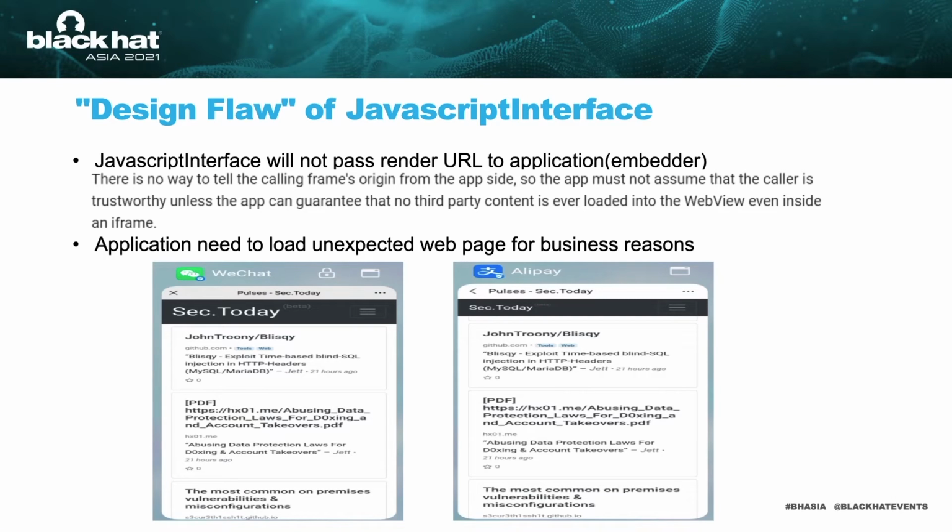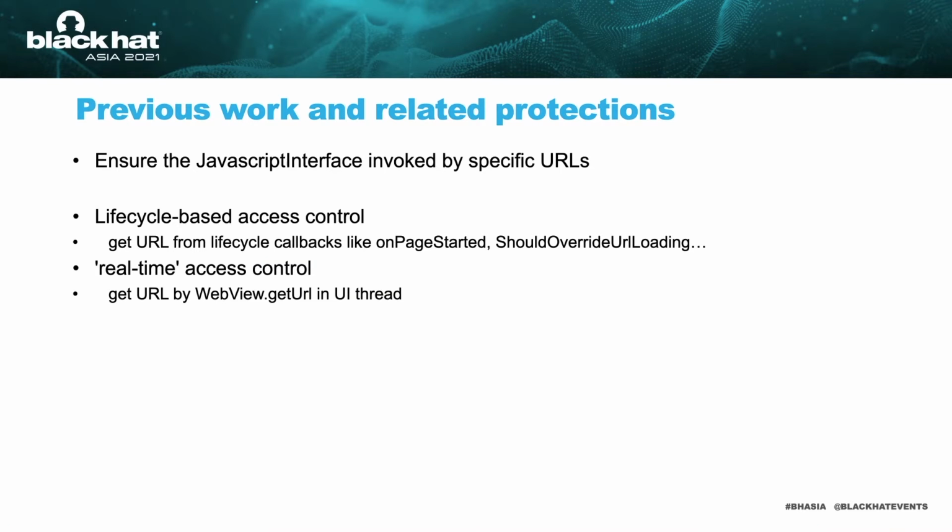Applications usually need to load unexpected web pages for some business reason. For example, WeChat and Alipay. After all, they all need to earn money. In this case, to use this JavaScript interface safely, manufacturers will perform app-specific security checks to ensure the JavaScript interface can only be invoked by specific URLs. There are many fantastic designs, but no matter what the security checks are, they have to rely on the URL obtained from WebView. There are two widely used mechanisms, lifecycle-based access control and real-time access control. Let's see what they are.